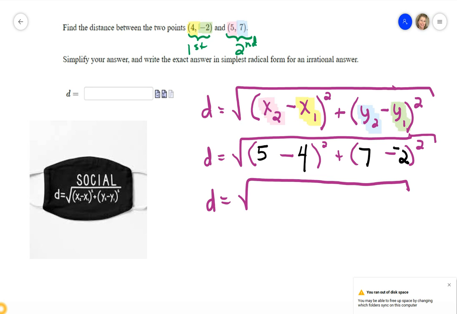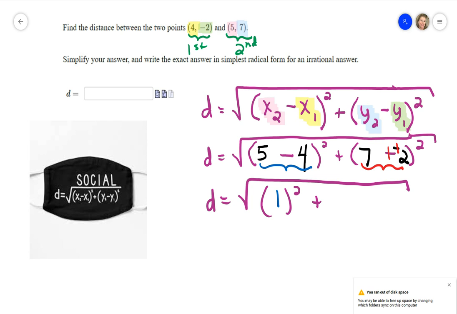Well, you're going to start in the parentheses first, and you're going to calculate 5 minus 4, which is a 1, and then you'll square that. And then over here, you will do the 7 minus a negative 2, but when you subtract a negative, it ends up becoming adding a positive.